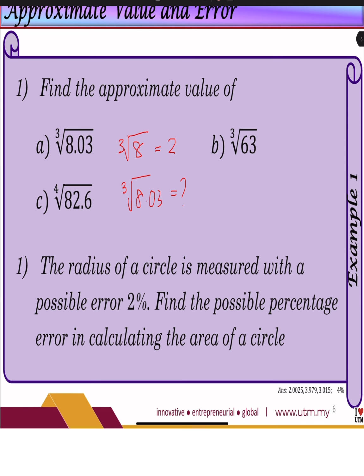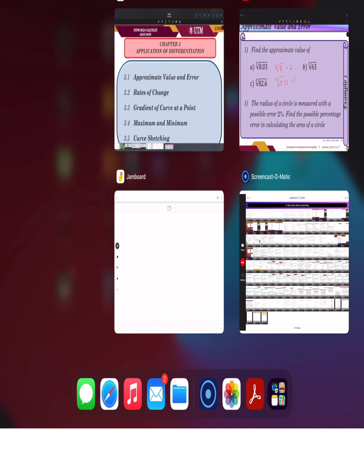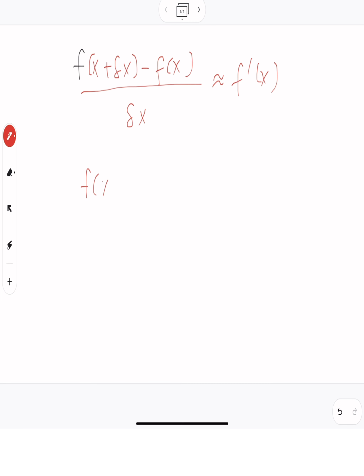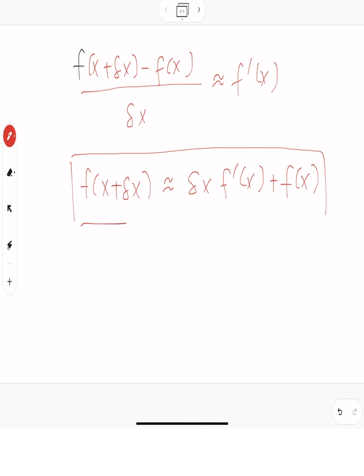So now let's try to do this. Remember our formula just now, we have f(x plus delta x) minus f(x) over delta x approximately equals f prime x. If we rearrange, we want to find f(x plus delta x) only, which is the approximation value. So we can make it as delta x f prime x plus f(x). We use this formula to solve.